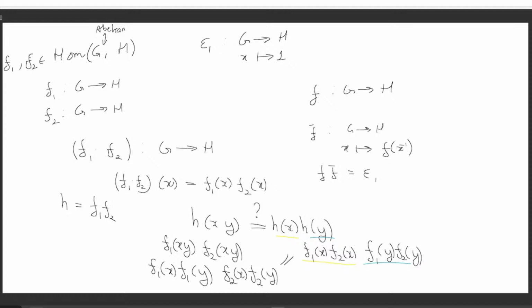This is a group under pointwise operations. Okay. So G is abelian.